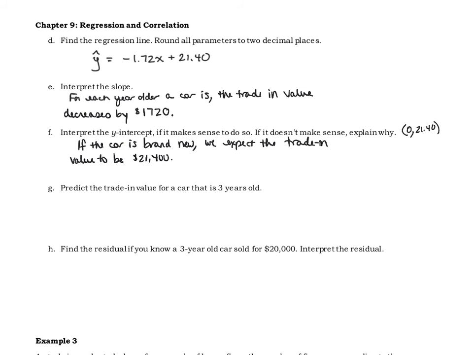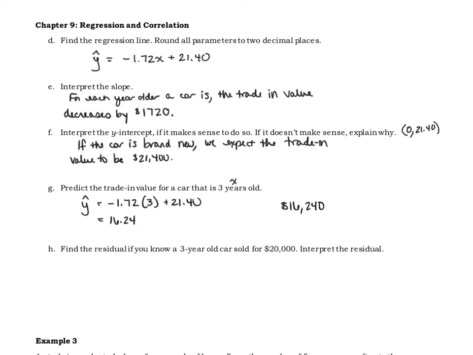Predict the trade-in value for a car 3 years old. So again, 3 years old is the value of x. So take our equation from up above and put in 3 for x. And we will find that y hat is 16.24. And again, that is in thousands of dollars. So that would be $16,240 is the predicted value.